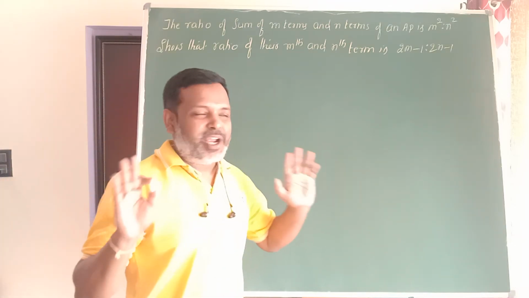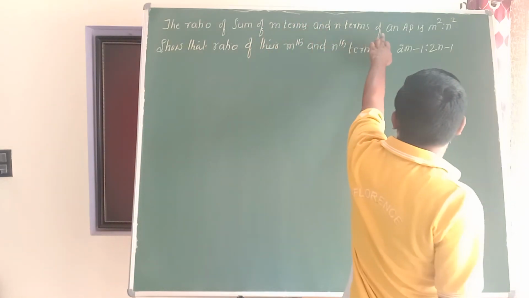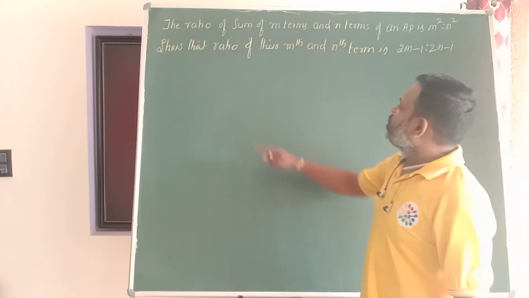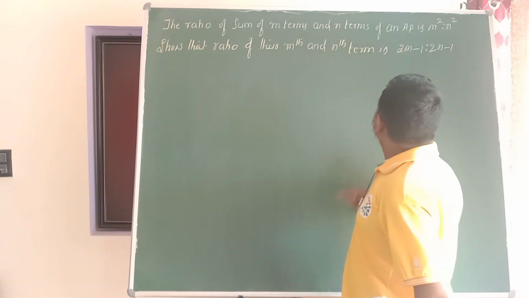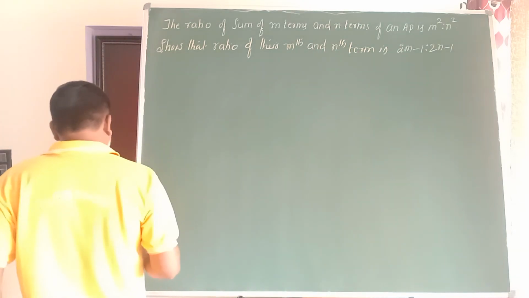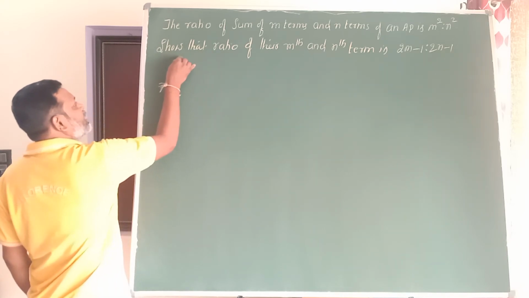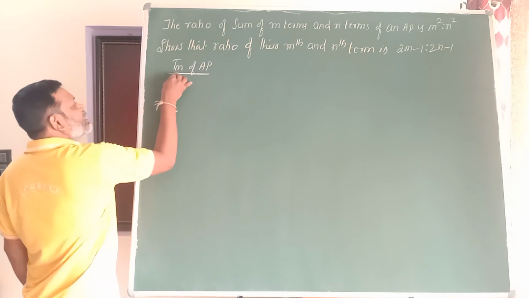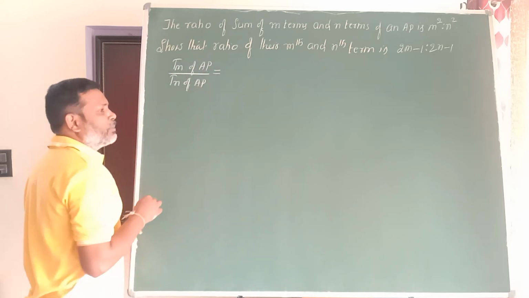The ratio of sum of m terms and n terms of an AP is m square is to n square. Ratio is always nothing but divided by. Show that ratio of their mth term and nth term is 2m minus 1 is to 2n minus 1. Okay, now I can take ratio is nothing but divided by, ratio of their mth term, nothing but Tm of AP divided by Tn of AP. Here AP is nothing but arithmetic progression.